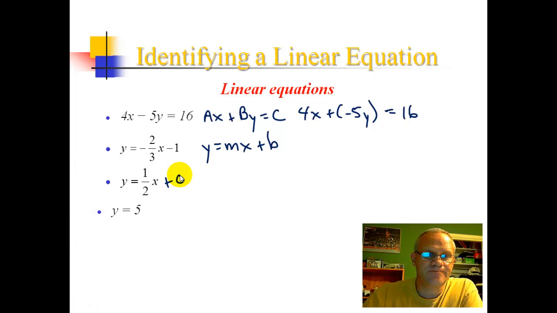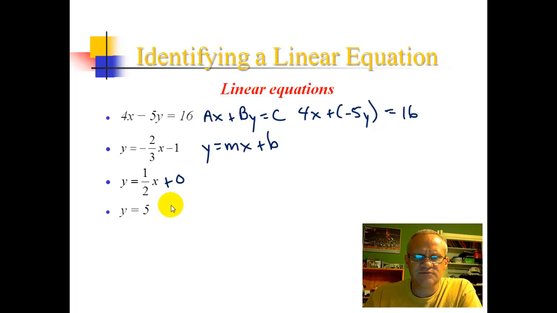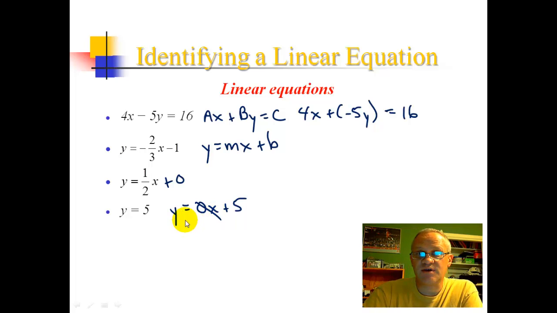So that is linear. Here's another one, a little tricky. You go, that's y equals 5. What does that mean? Here's what that really is. y equals 0x plus 5. So again, remember what I said about 0? 0 times x, it just goes away. So really, y equals 5. That really is slope-intercept form. So that's okay. That will be linear. That's a special situation that we're going to talk about more as we go on.